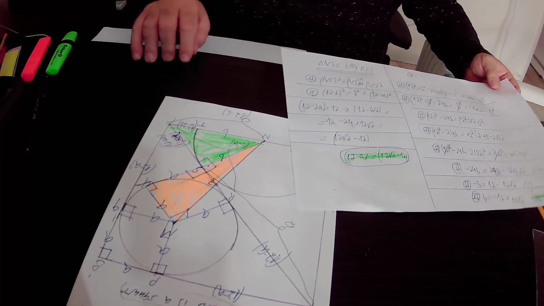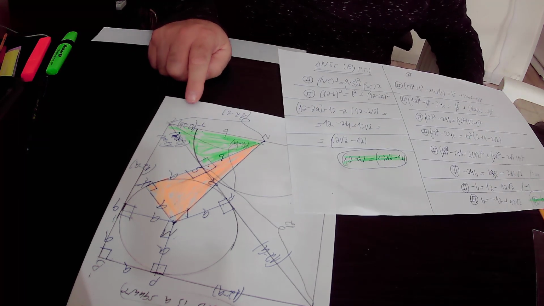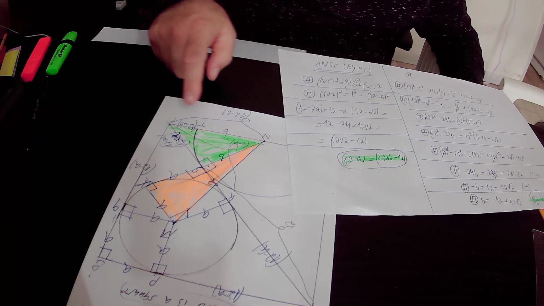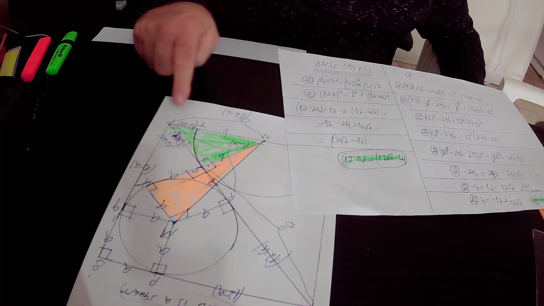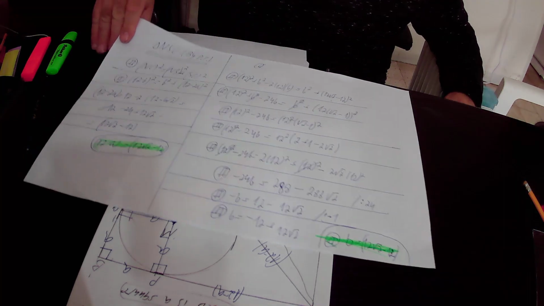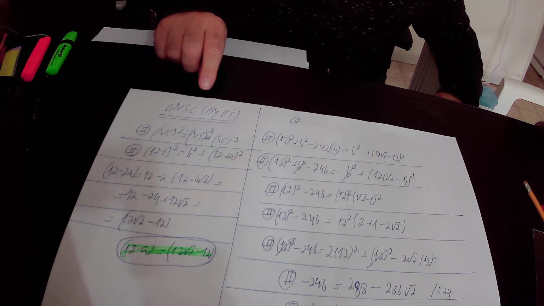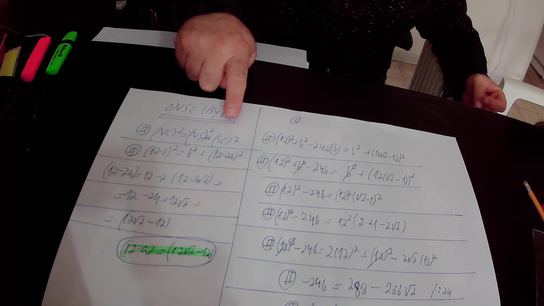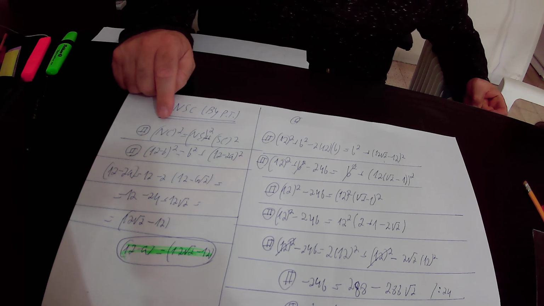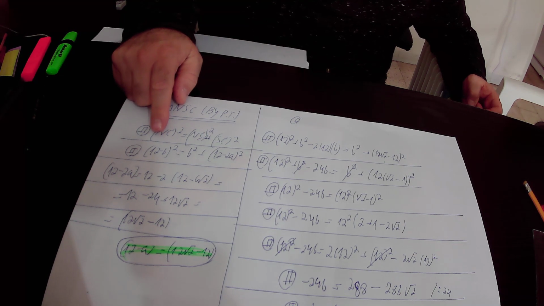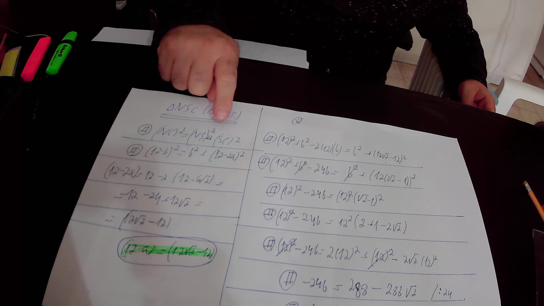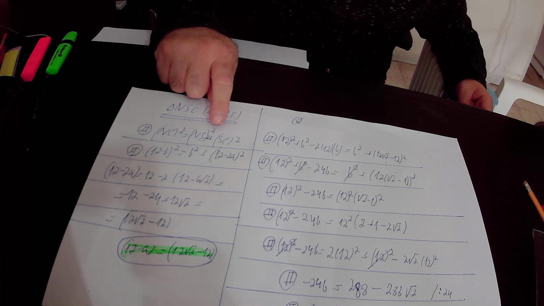Here, according to the Pythagoras theorem, the square of the hypotenuse equals the sum of the squares of the perpendiculars. That is to say, NC square equals NS square plus SC square. In the right triangle NSC, by Pythagoras theorem, NC square equals NS square plus SC square. We have already found out that NC equals 12 minus b, so NC square equals (12 minus b) square. NS equals b, so NS square is b square. SC equals 12 minus 2a, so SC square will be equal to (12 minus 2a) square.